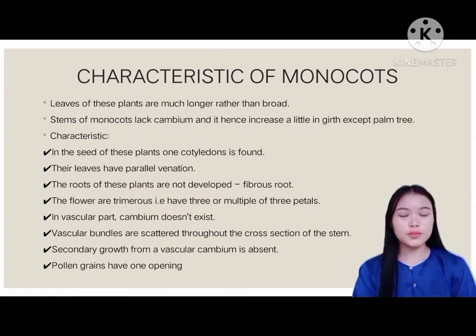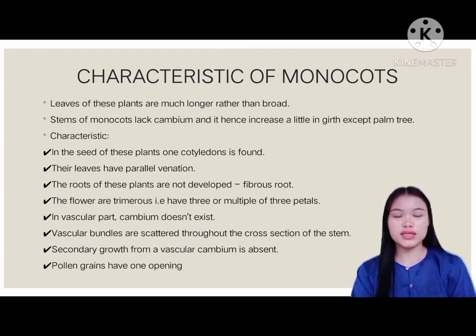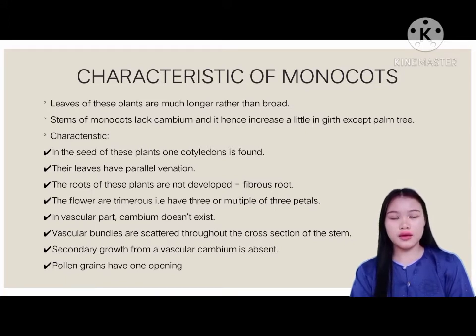For monocot plants, leaves of these plants are much longer than broad. Stem of monocots lack cambium and hence increase a little except palm trees. Characteristic of monocot plants: in the seed of these plants, 1 cotyledon is found. Their leaves have parallel venation. The roots of these plants are not developed, which is fibrous root.